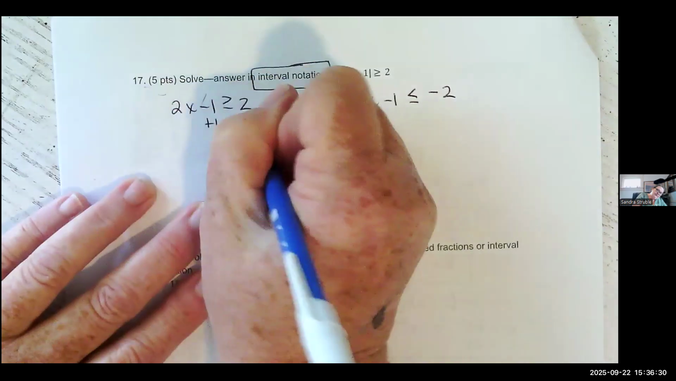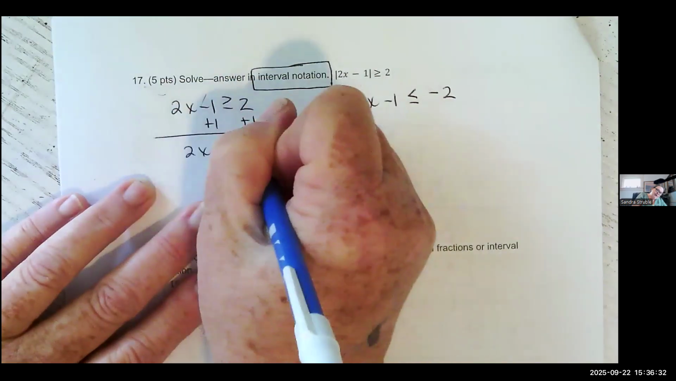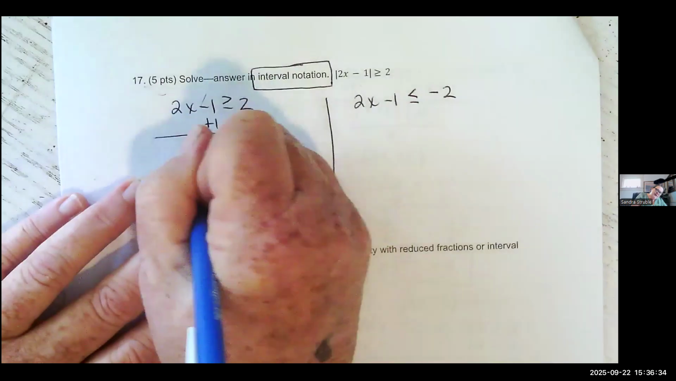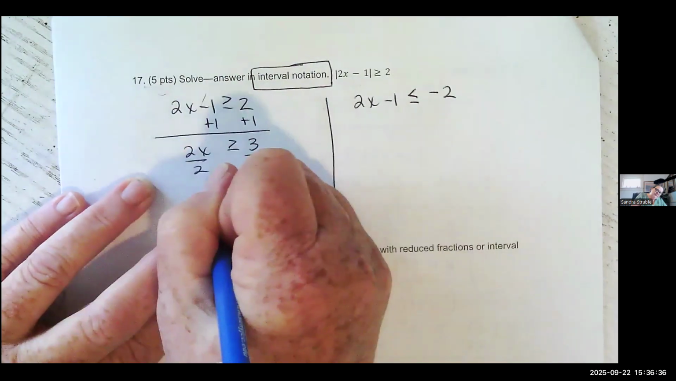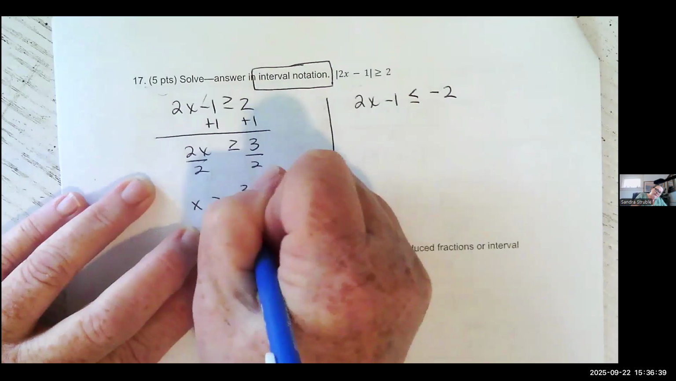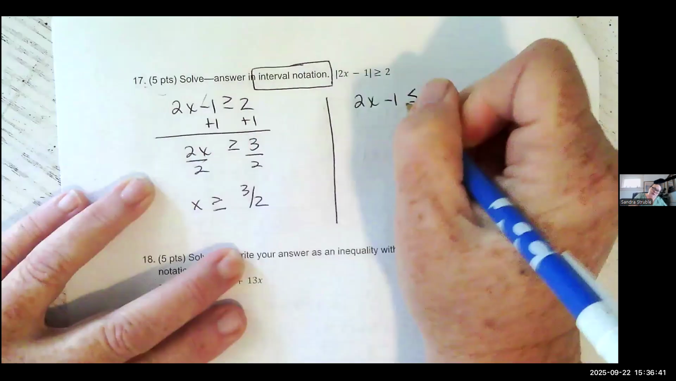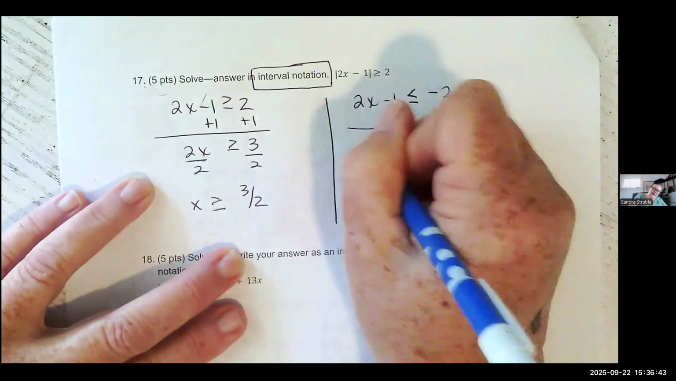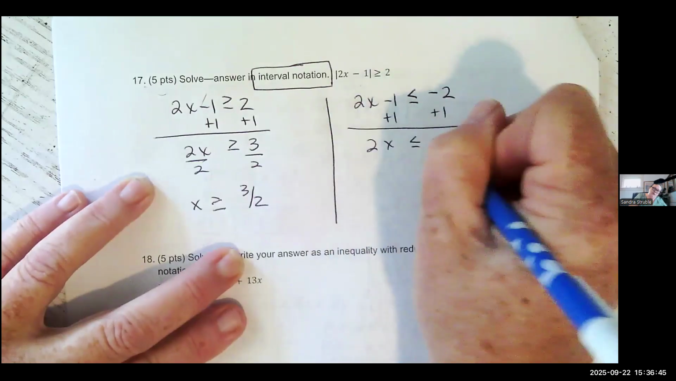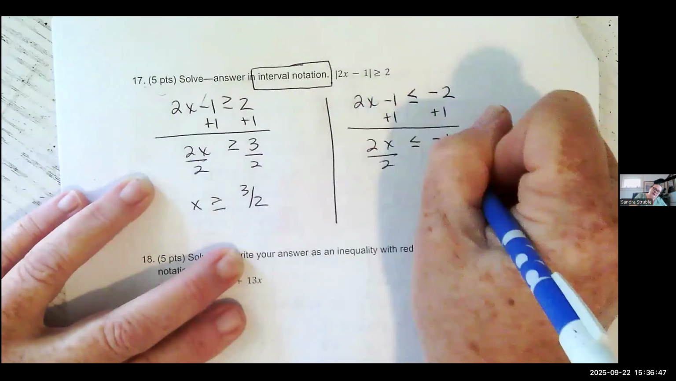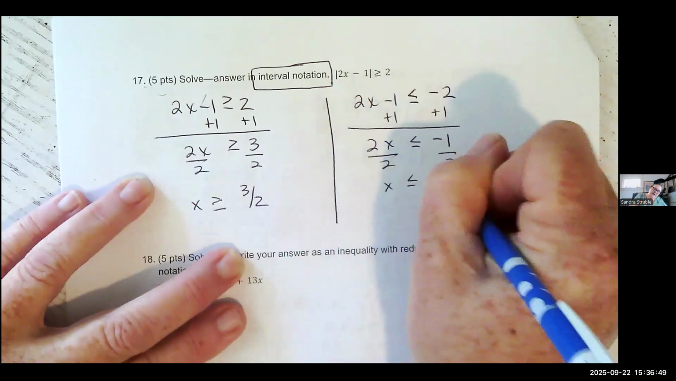Solving for x for both. I'm going to add 1 to both sides. 2x is greater than or equal to 3. Divide both sides by 2, and x is greater than or equal to 3 halves. Okay. Add 1 to both sides. 2x is less than or equal to negative 1. Divide both sides by 2, and x is less than or equal to negative 1 half.